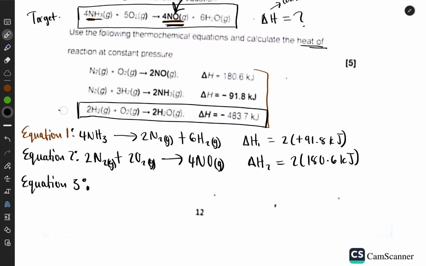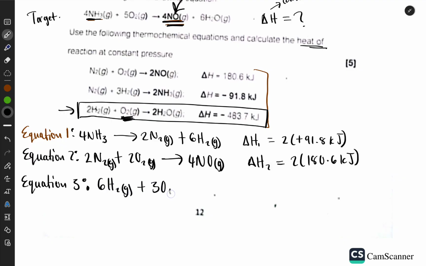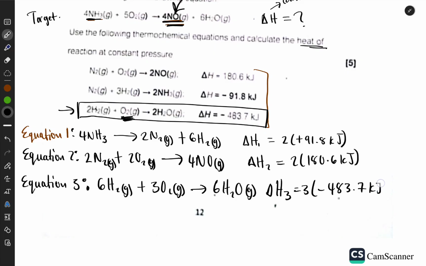So that means I'm going to make this be 3 O2s at the reactant side because those 5 are at the reactant. So that means this was 1. I should triple it. So it's going to be now everything tripled: 6H2 gas plus 3O2 gas to give me 6H2O gas. Then my delta H3 is going to be 3 times what I have, negative 483.7 kilojoules, because I needed 3 moles.